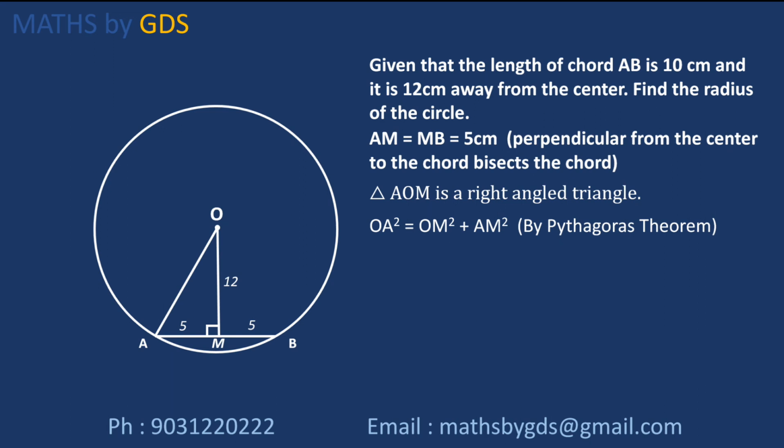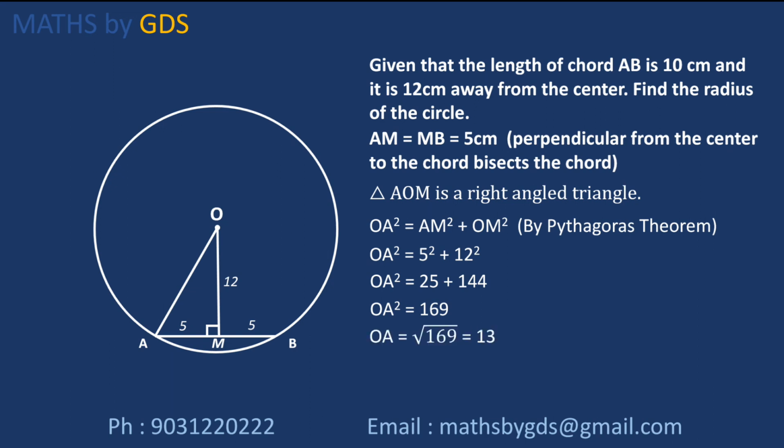See, in triangle AOM, we have OA squared is equal to OM squared plus AM squared. This comes from the Pythagoras theorem. So OA squared will be 5 square plus 12 square. Now OA square will be 25 plus 144, which is 169. Thus OA will be the square root of 169, which is 13. Hence the radius of the circle is 13 centimeters.